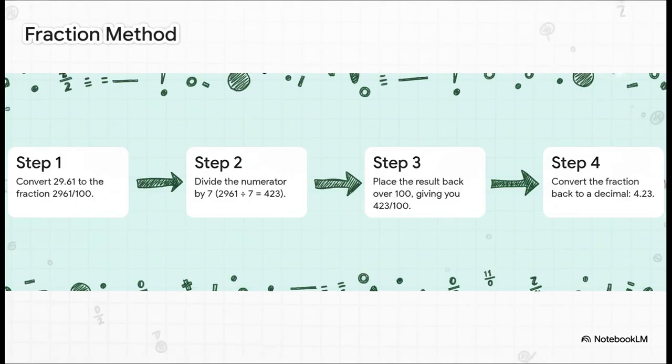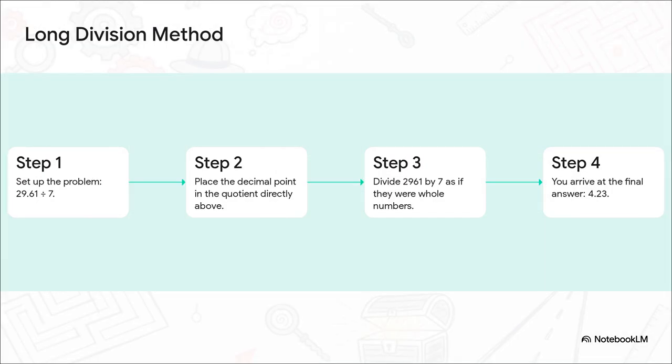First up, the fraction method. Now this one's pretty clever, because it just gets rid of the decimal for a minute. We turn 29.61 into a fraction, which is 2961 over 100. Then we just divide that top number, 2961, by 7. That gives us 423. And for the last step, we put that 423 back over 100 and turn it back into a decimal, and we get 4.23. See? Easy.